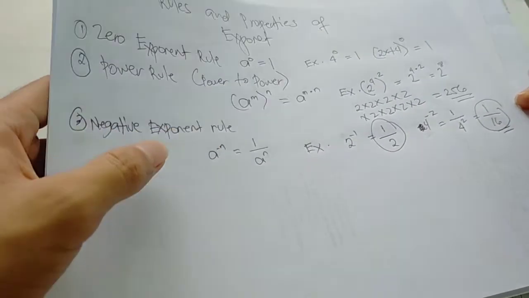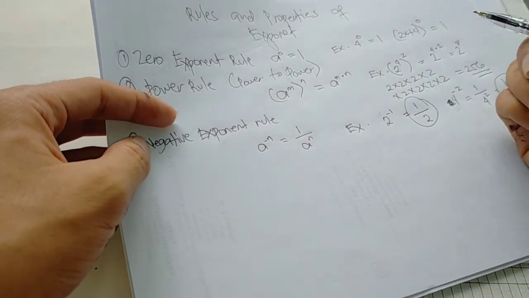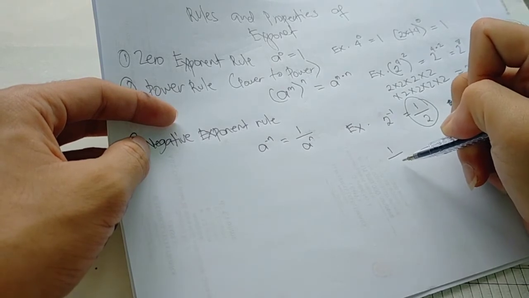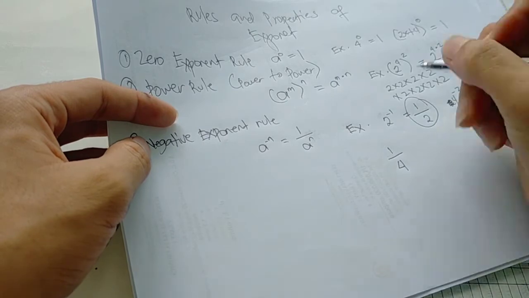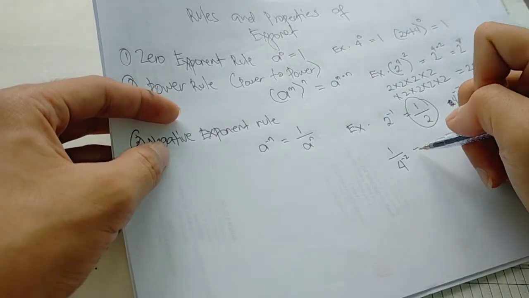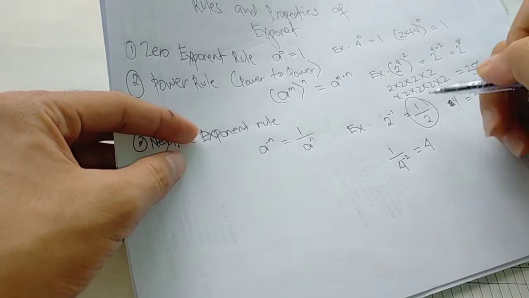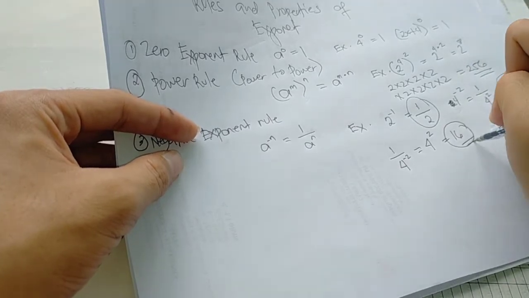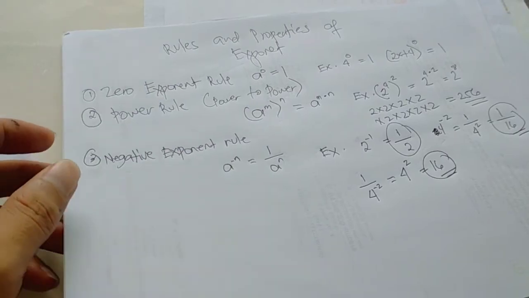Kapag naman po yung given natin is 1 over 4 raised to negative 2, ito naman yung negative. So, para maging positive siya, kunin din natin ang inverse. So, it will become 4 raised to positive 2 or 16. Clear? Okay, let's proceed to product rule.